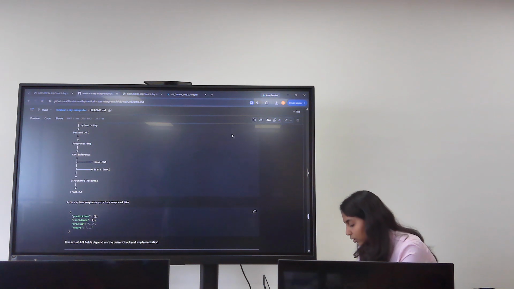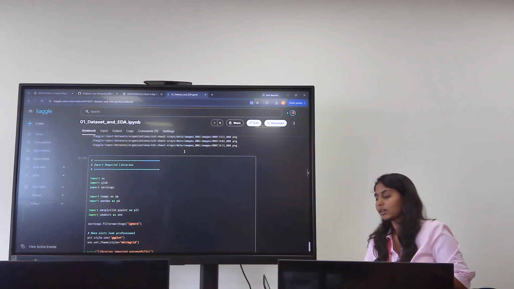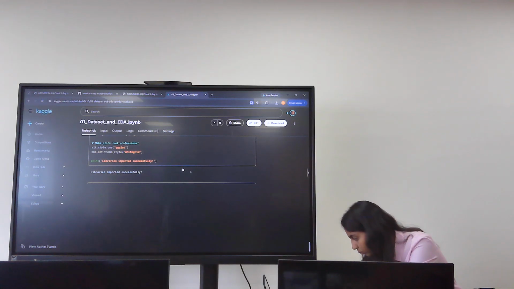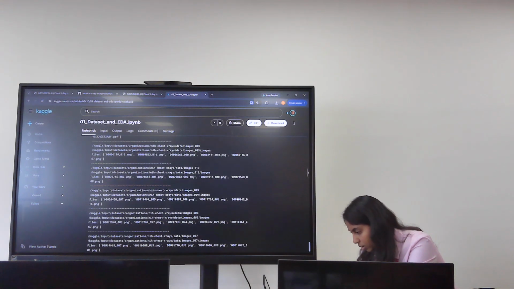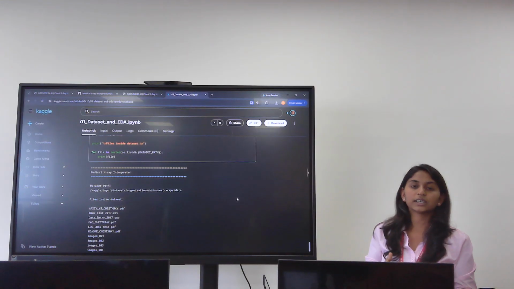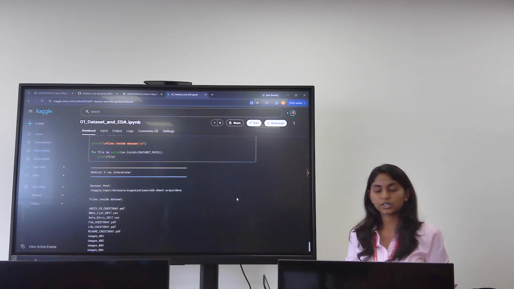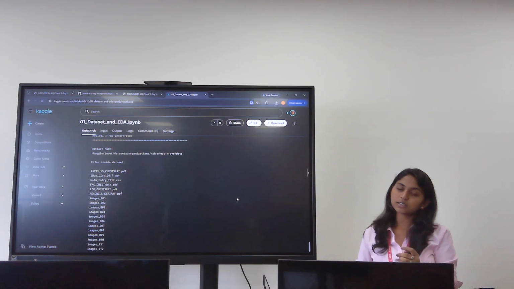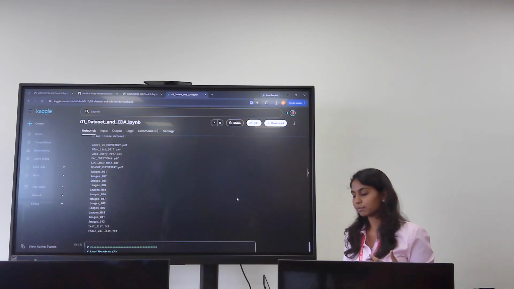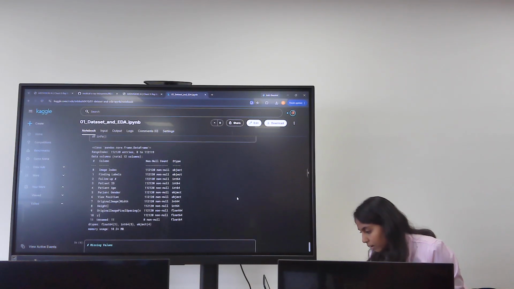Next, looking into the EDA, that is exploratory data analysis. I have trained my model on Kaggle because the data set was very huge, which was 40 GB. The same entire data set was present on Kaggle, so my model is trained on Kaggle.